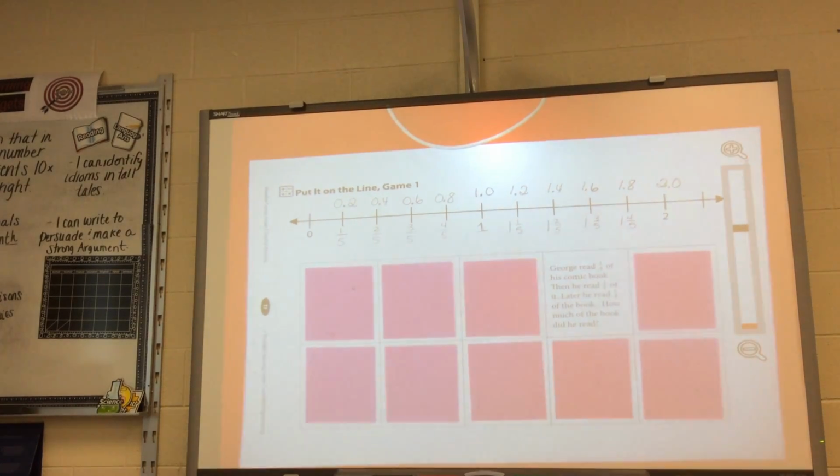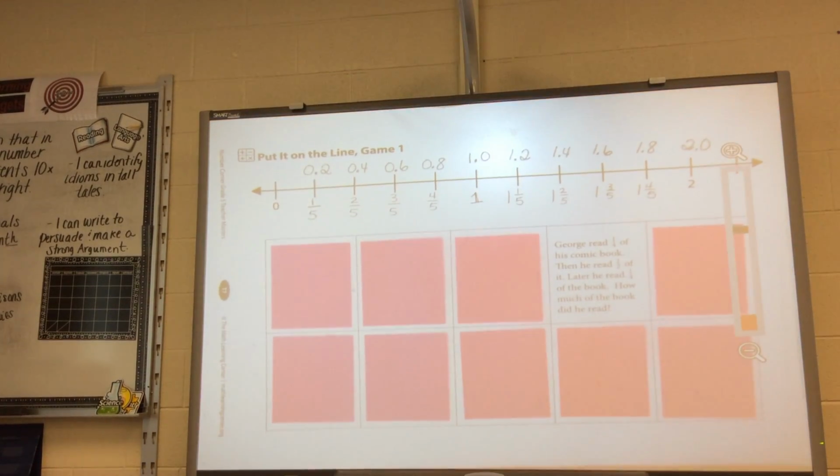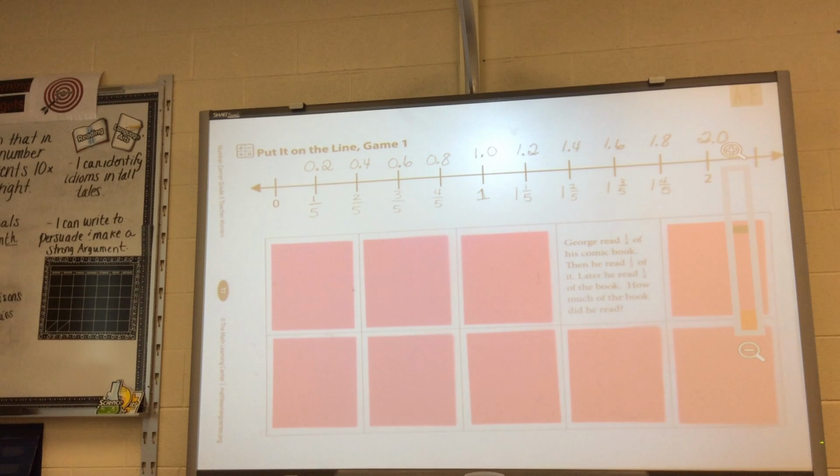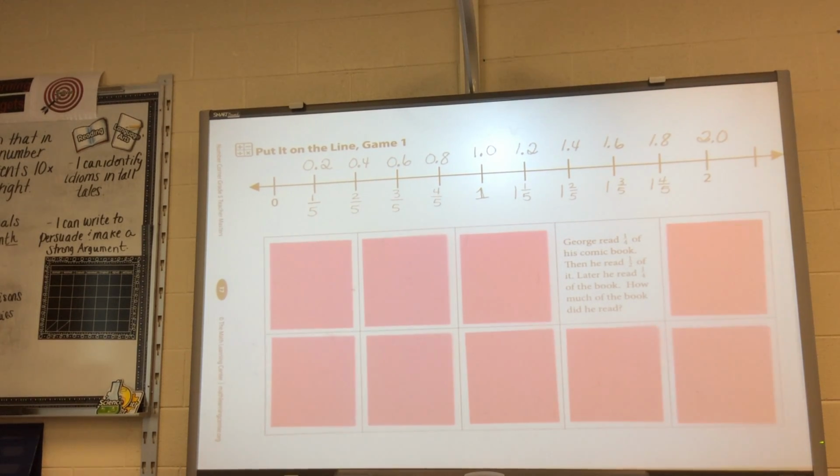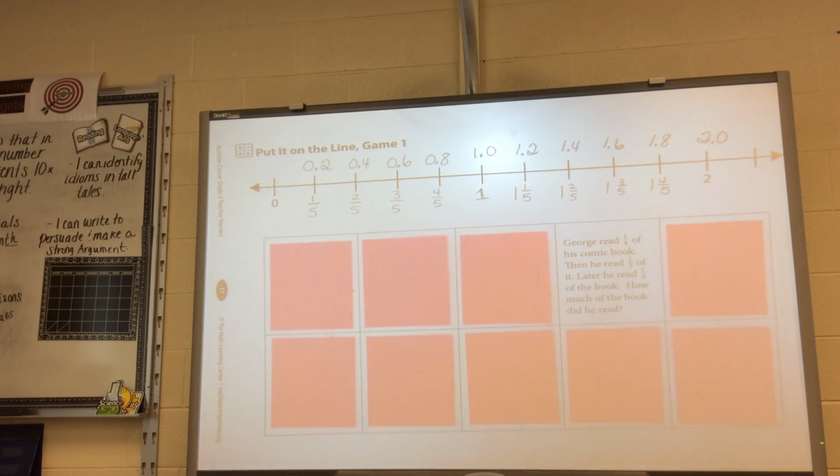George read 1/4 of his comic book. Then he read 1/2 of it. Later he read 1/4 of the book. How much of the book did he read? Okay, so I'm going to have to do an addition problem.